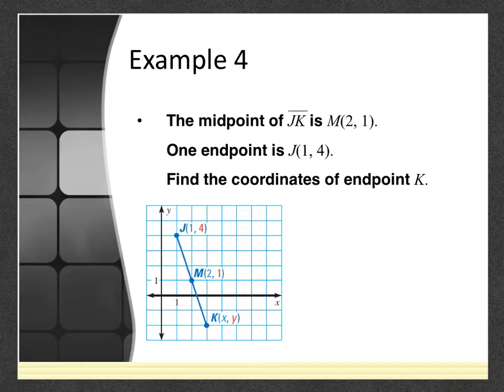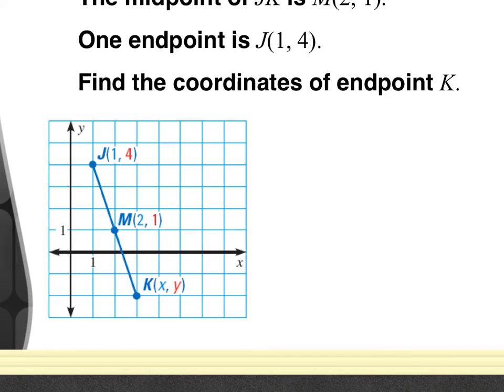All right, now we're putting on a coordinate grid. So it says the midpoint of JK is M, and that's 2, 1. The one endpoint is 1, 4. Find the coordinates of the endpoint K. Okay, so I have this one. I have my one endpoint. I have my midpoint. This time I'm missing the other endpoint, okay?